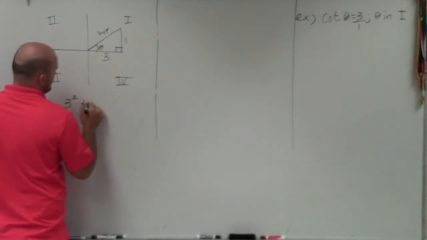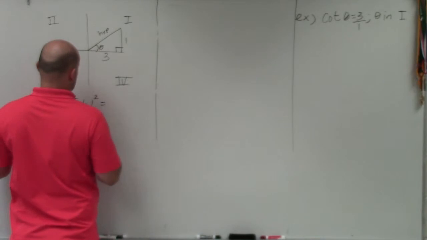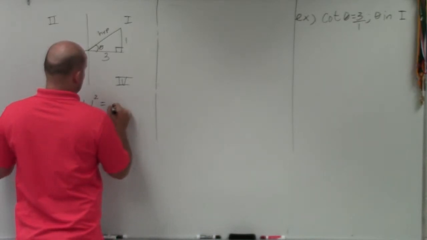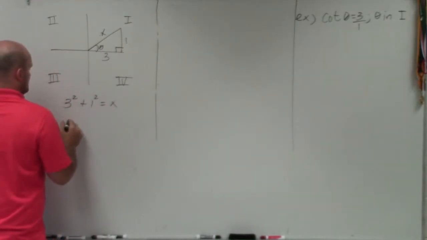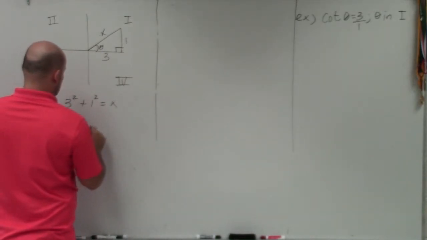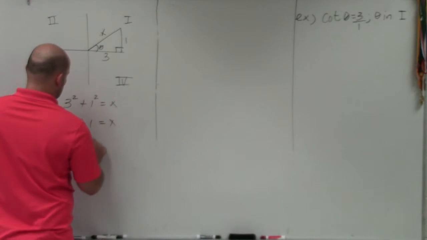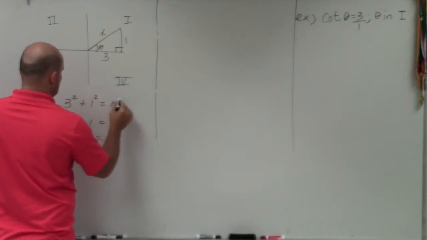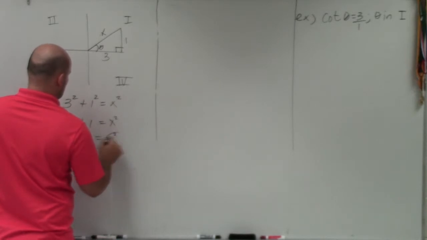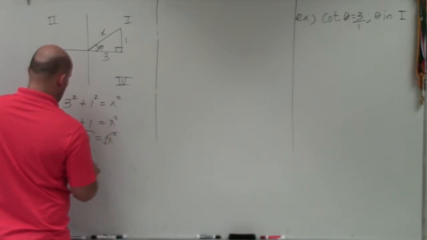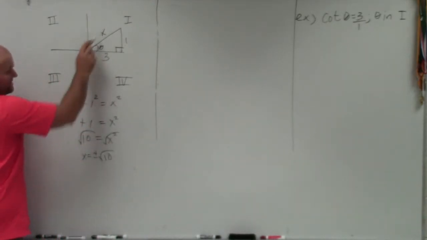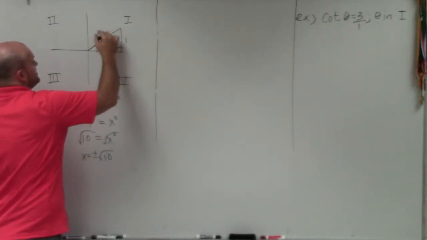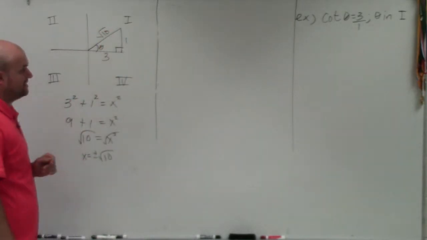So I do 3 squared plus 1 squared equals, let's just call this x, which is our hypotenuse. So 9 plus 1 equals x squared, 10 equals x squared. Take the square root: x equals plus or minus the square root of 10. Remember, that's the hypotenuse, so it's always going to be positive. So that's going to be a positive square root of 10.